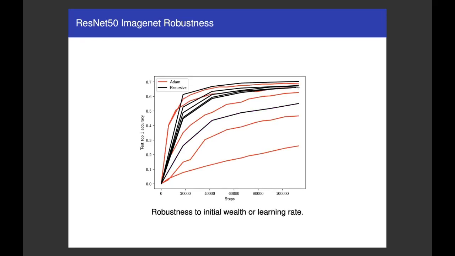And indeed, if we overlay these two plots, we see the best of Adam is slightly worse than the best of the recursive, but all of the other sort of undervalued initial wealths for recursive, they're all slightly better, or maybe about the same, as the second best learning rate for Adam. Meanwhile, we're very robust, right? If you drop Adam's learning rate by another order of magnitude, things get significantly worse.